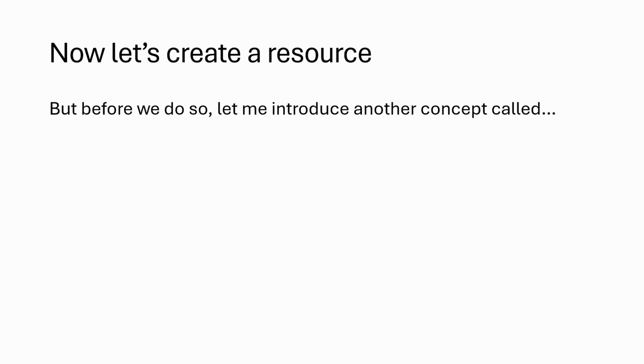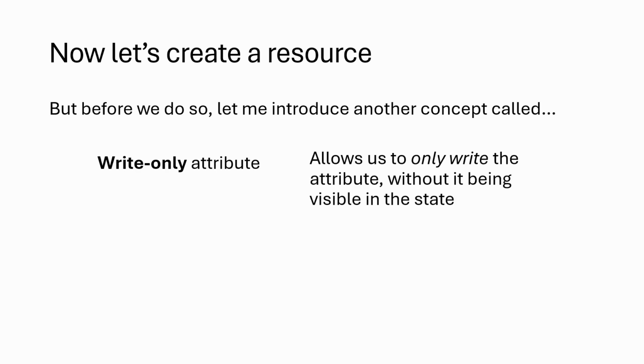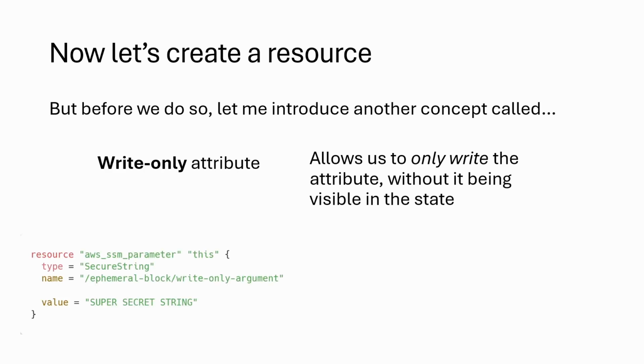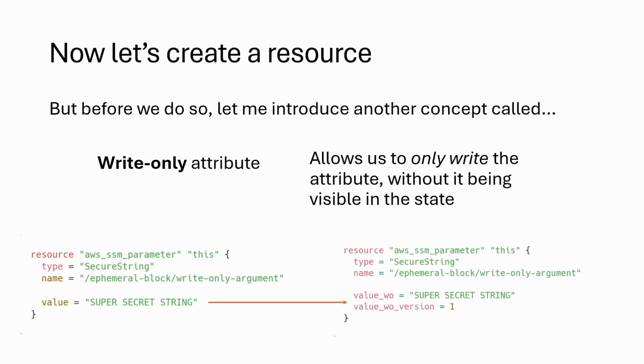And now let's create a resource, but before we do so, let me introduce another concept called write-only attribute, finally. It allows us to only write some value without it being visible in the state. Let me show you what I mean. Here is our SSM parameter with the regular value. And in order to make it write-only, we'll change the value to value write-only and add something called a write-only version. We'll discuss what it does and why it is needed in this presentation.